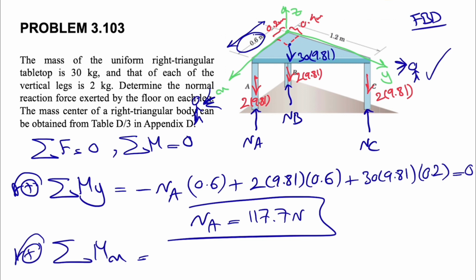So we'll see that this time A and B are exactly crossing and passing through the x-axis, which means there is no moment, and we have the moment of NC, the moment of the weight of the leg at point C, and the moment of the weight of the tabletop. Let's start with the tabletop.